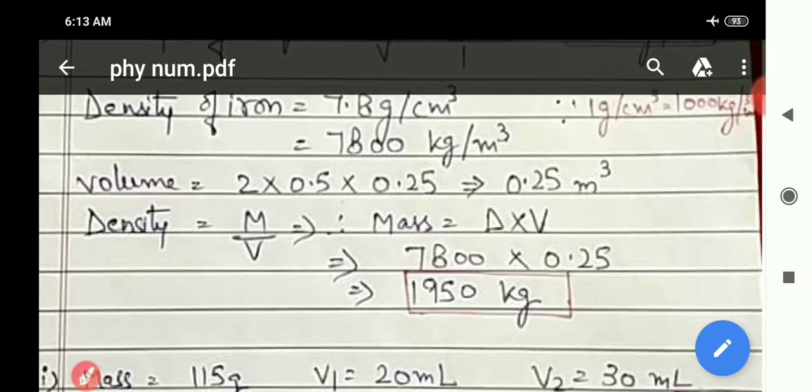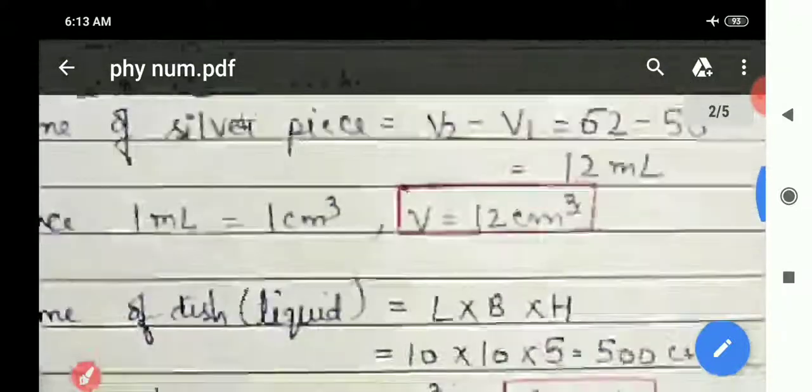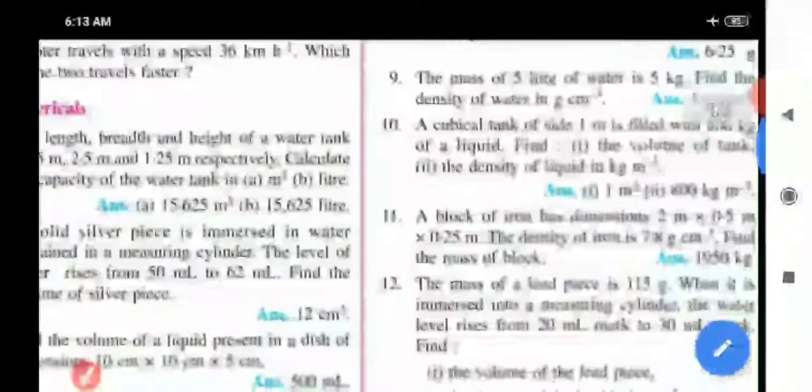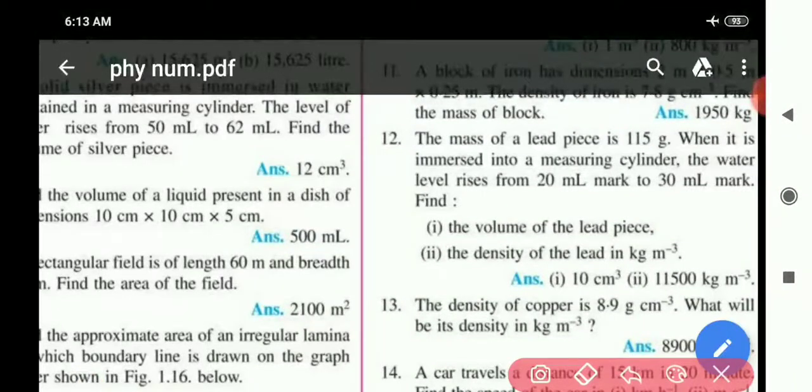Okay, now come to question number 12. See, mass of a lead piece is 115 gram. Now mass is given. When it is immersed into a measuring cylinder, the water level rises from 20 ml mark to 30 ml. It means V1 is 20 ml and V2 is 30 ml.